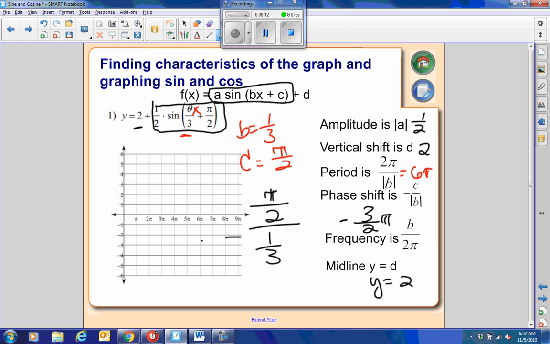And then lastly is my frequency, and that is 1/3 over 2 pi. When I put this in my calculator, I ignore the pi, and I will get 1/6 pi as my frequency.